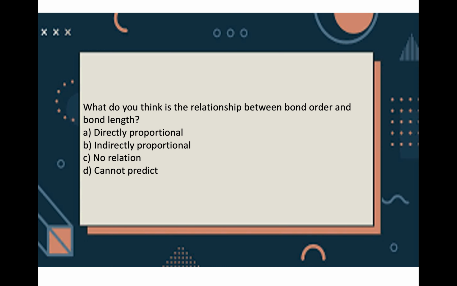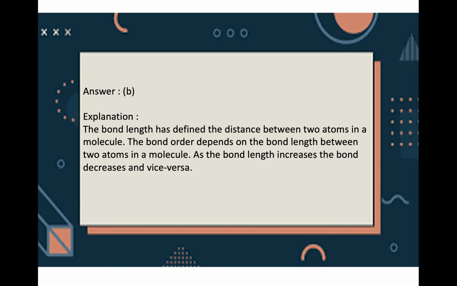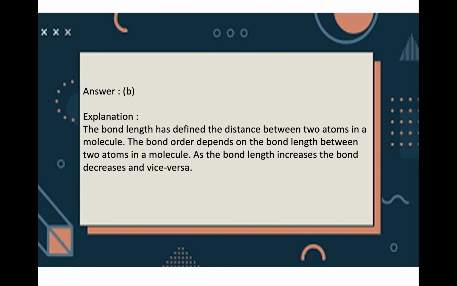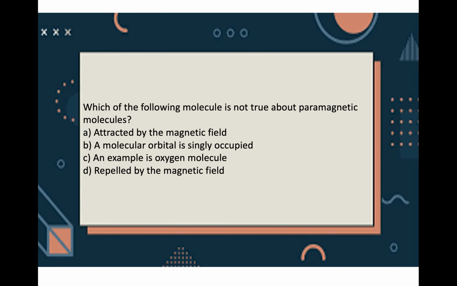Okay, what do you think is the relationship between bond order and bond length? Is it directly proportional, inversely proportional, no relation, cannot predict? Answer is option B, inversely proportional, because the bond length is defined as the distance between the 2 atoms in a molecule. So, the bond order will depend on the bond length between 2 atoms in a molecule. So, when the bond length increases, the bond order decreases, and vice versa.